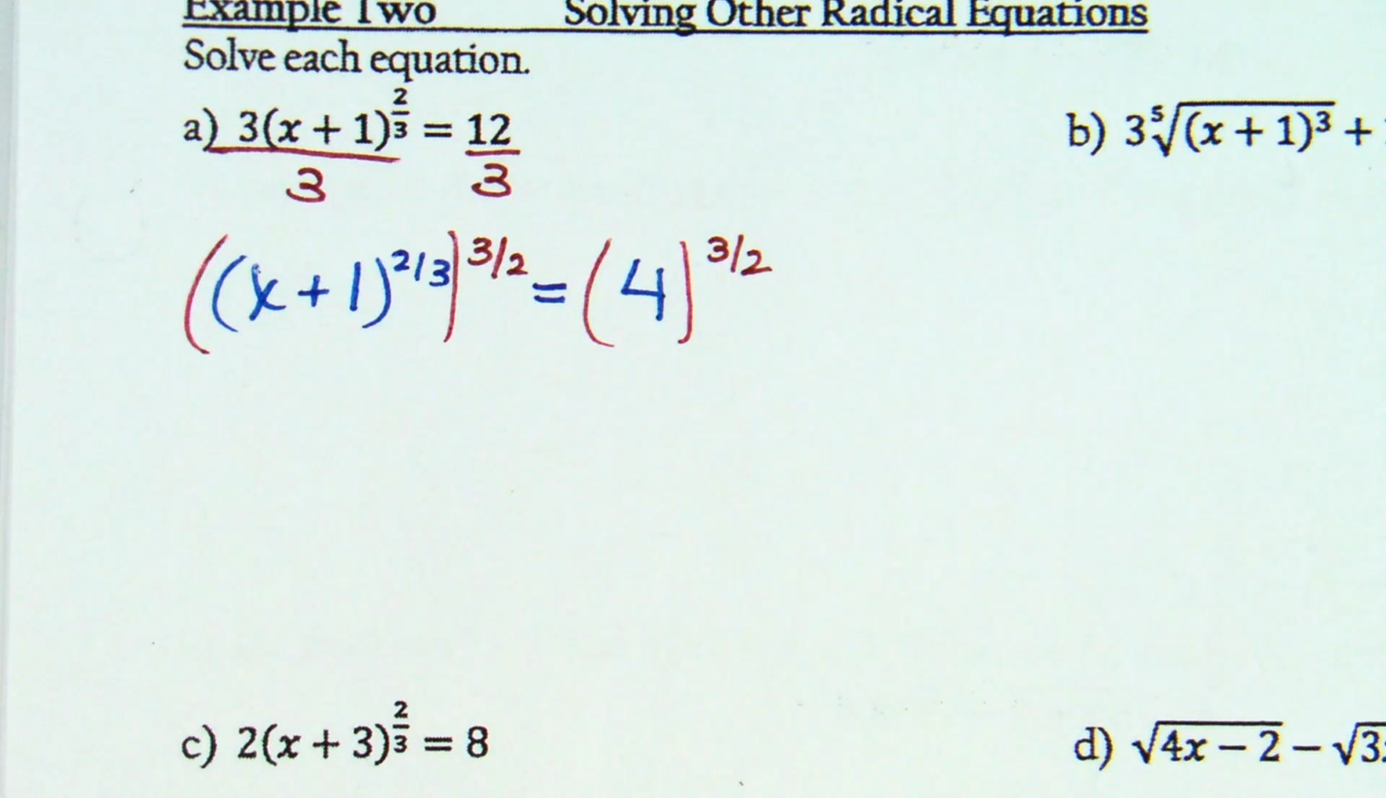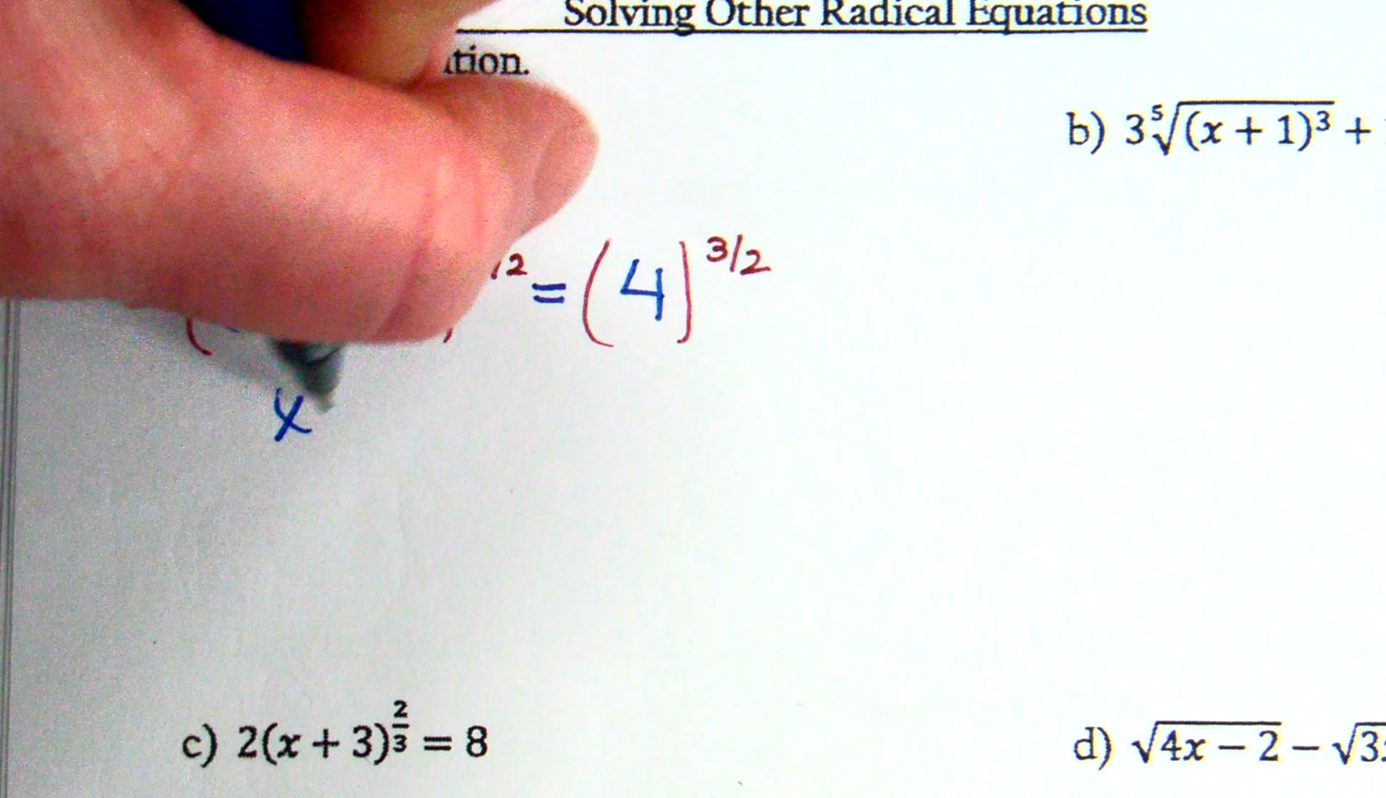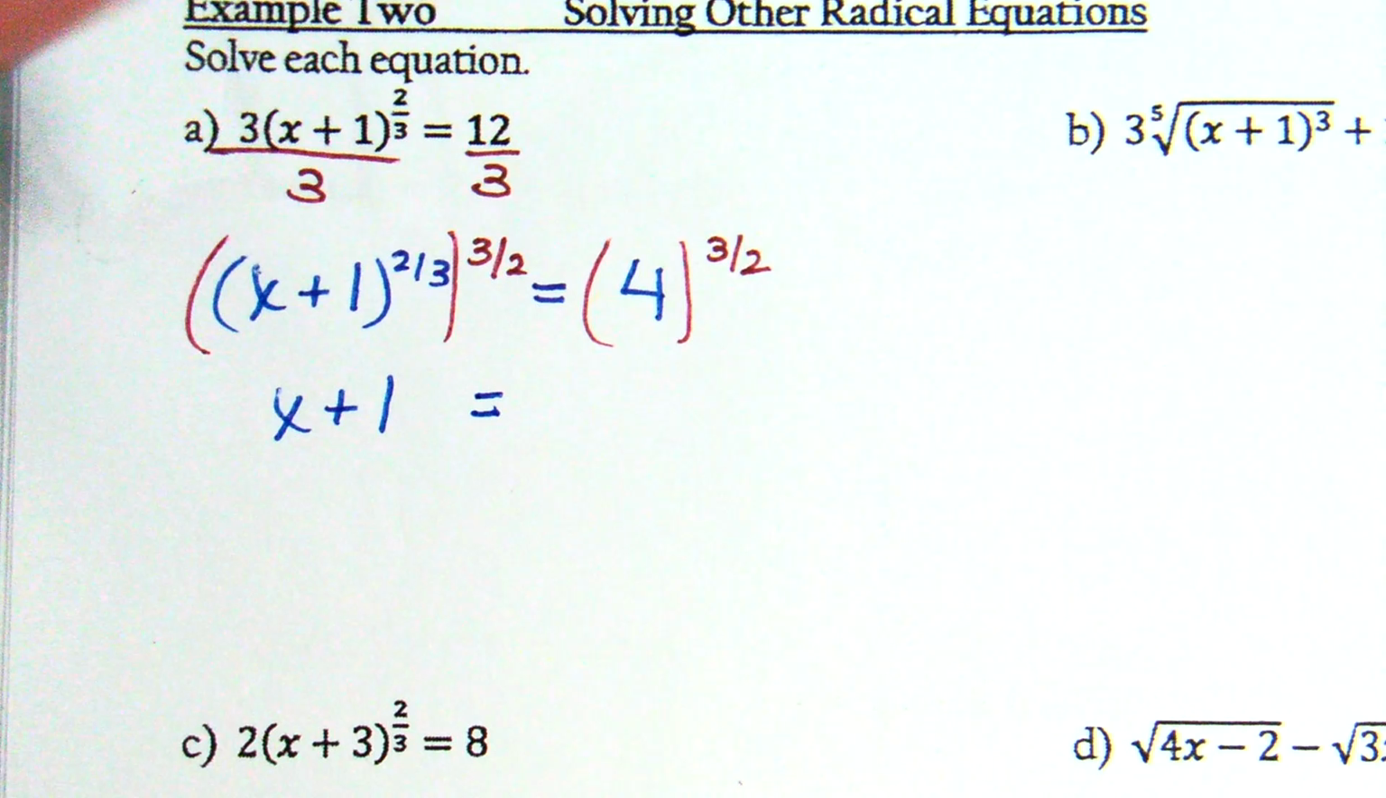Now, look at what happens on the left. When you're raising a power to a power, you multiply those powers. What is 2/3 times 3/2? Yeah, 2 times 3 over 3 times 2 is 6/6, which is 1. So what do we have on the left? x plus 1 raised to the first, technically, because 2/3 times 3/2 cancel each other out. So we just have x plus 1.